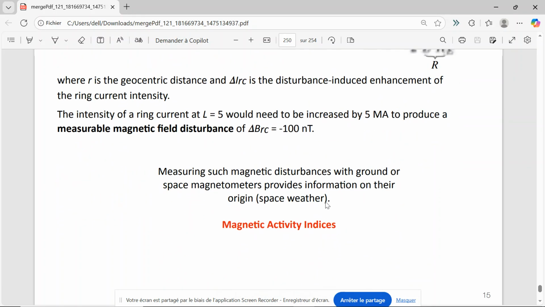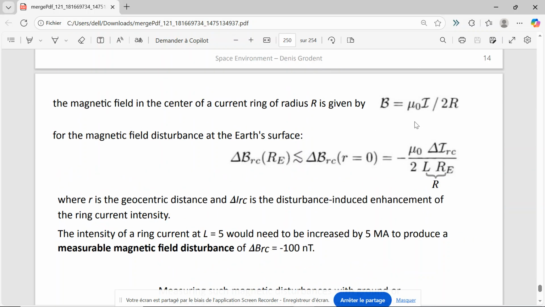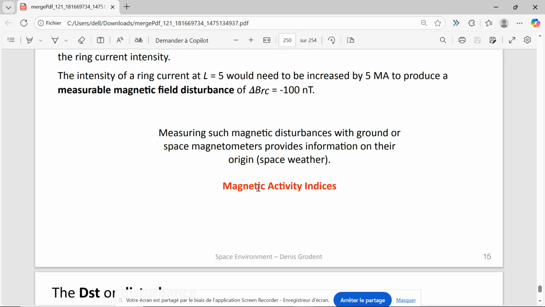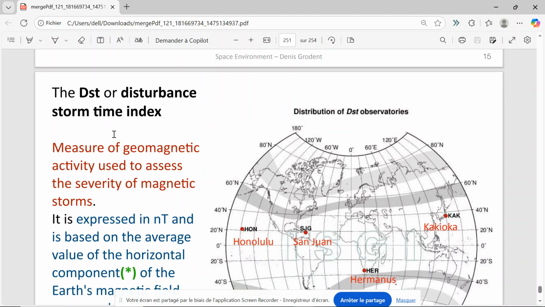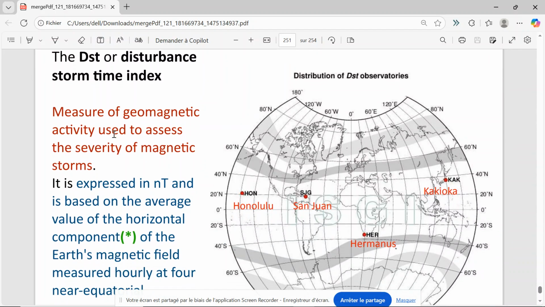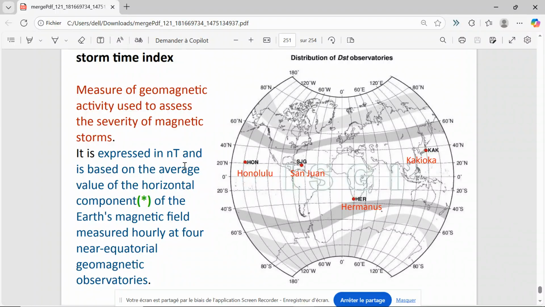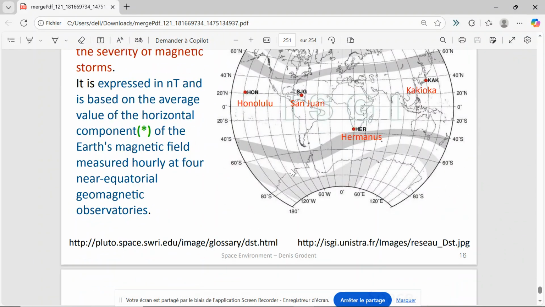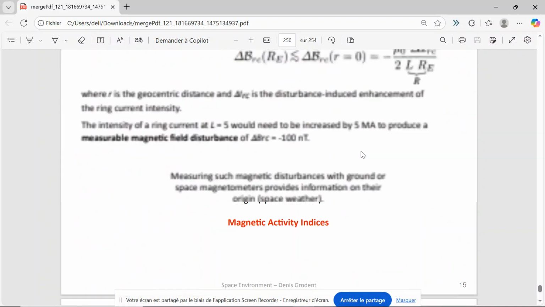So the variation of the magnetic field is induced by the current ring, the magnetic field generation due to the ring current. So it brings us insight about the magnetic activity indices. The disturbance storm time index is a measure of the geomagnetic activity used to assess the severity of magnetic storms in nanotesla and based on the average value of the horizontal component of the Earth's magnetic field, measured only at four near-equatorial geomagnetic observatories. So we mainly do that at the Earth's equator.